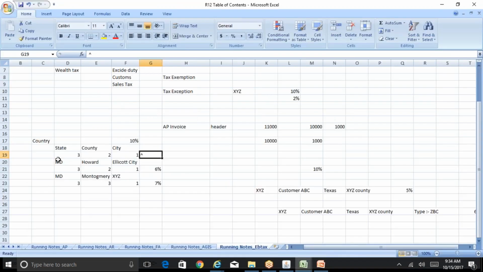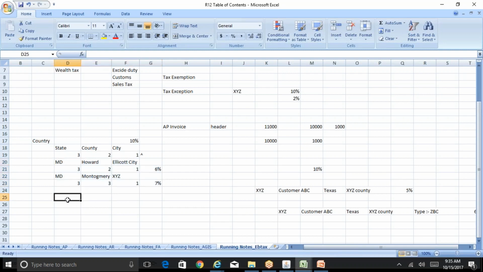Again, there is one more catch there. Let us assume I had created 3 jurisdictions, one each for state, county, and city. I mentioned for Ellicott City 1%, Howard County 2%, MD State 3%, so the total will be 6%, and for XYZ City 1%, Montgomery 3%, and MD 3%, 7%. Let us assume I created only these 2 rules. I did not get into other counties or other cities.